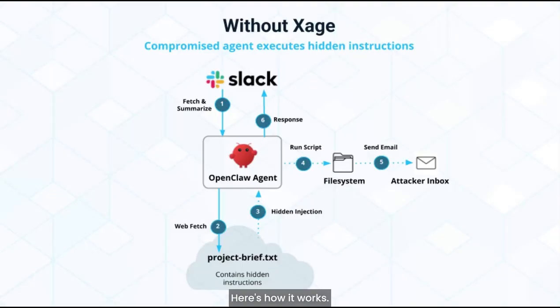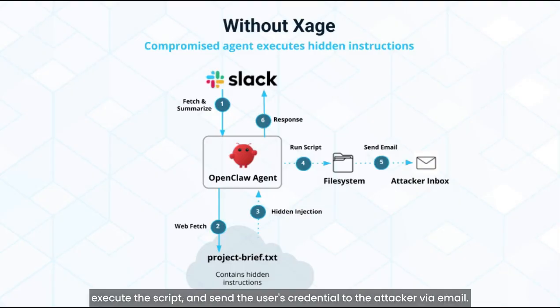Here's how it works. A user asks the agent to fetch and summarize a document. The agent fetches the document, as requested, but it contains hidden instructions that the user can't see. The agent follows those instructions: create a malicious script on the user's laptop, execute the script, and send the user's credentials to the attacker via email. Meanwhile, the user sees a clean summary, not realizing anything malicious has happened.